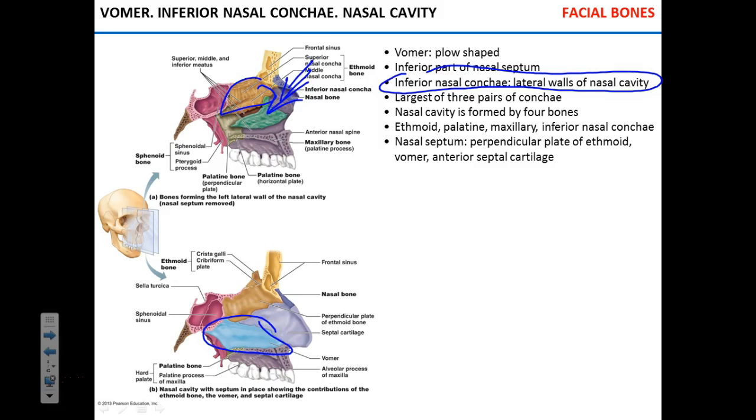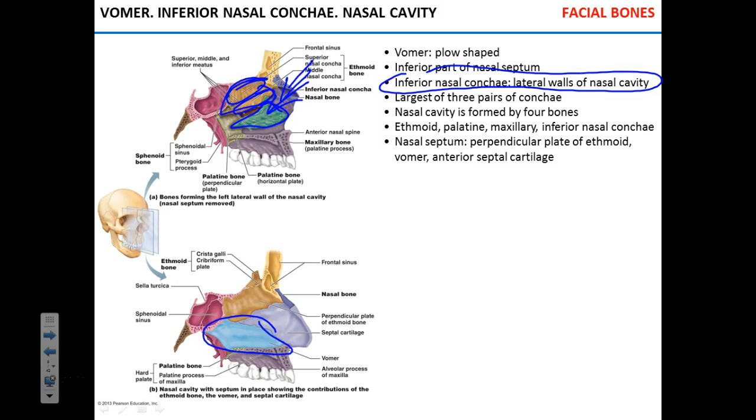You have to understand that superior and middle nasal conchae are folds. Does that make sense? Superior and middle nasal conchae are folds of the ethmoid bone. Inferior nasal conchae is a separate bone. If I say folds, what is the role of those folds? Increase surface area.